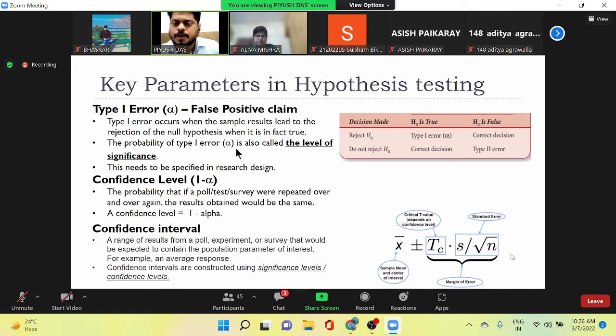So what happens? 1 lakh divided by the square root of 16, which is 4. 1 lakh divided by 4 is 25,000. Let's say this critical value is 2, right? 2 multiplied by 25,000 is 50,000. So if my mean is 5, I can say 5 minus 50,000, that is 4,50,000, or 5 plus 50,000, 5,50,000. So what will I say? With 95% confidence, I can say that the average salary level will be between 4.5 to 5.5.